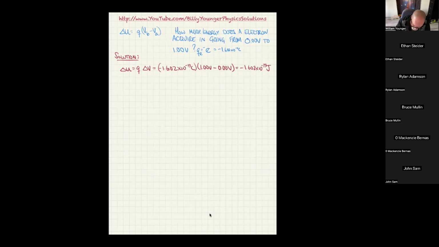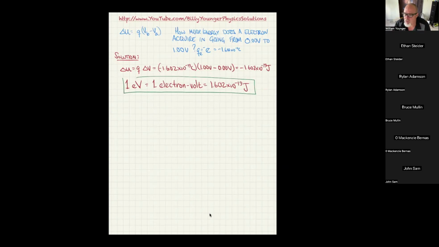And we now define the quantity 1 eV equals 1 electron volt, which equals 1.602 times 10 to the negative 19th joules. So that's the unit of energy that we'll work with when we're dealing with electrons, protons, neutrons, atoms, things of that sort. So anybody have any questions on that new energy unit?